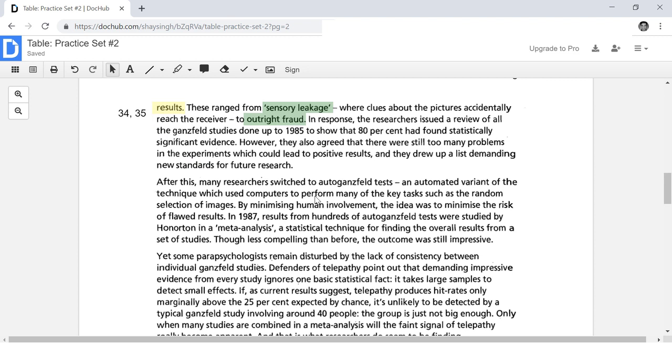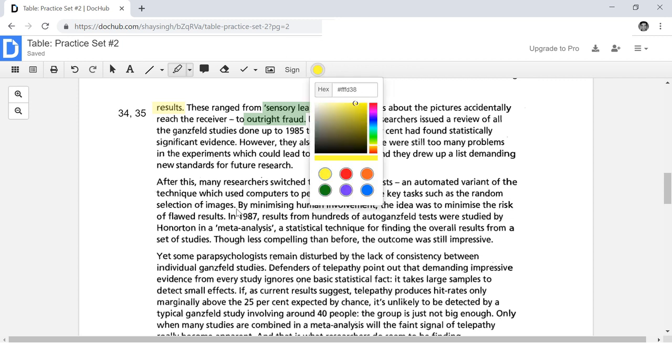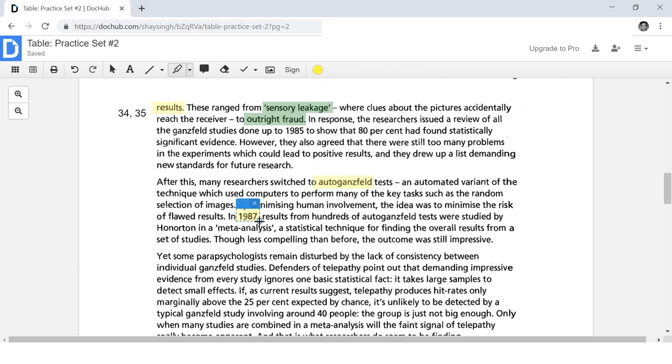I'm expecting to find that other keyword down here. Again, I'm assuming that these questions go in order. So I see the word Otto Gansfeld here, and I also see 1987. So that is a keyword. 1987 is our other keyword. Again, Otto Gansfeld here. Probably gonna find our answers in this paragraph.